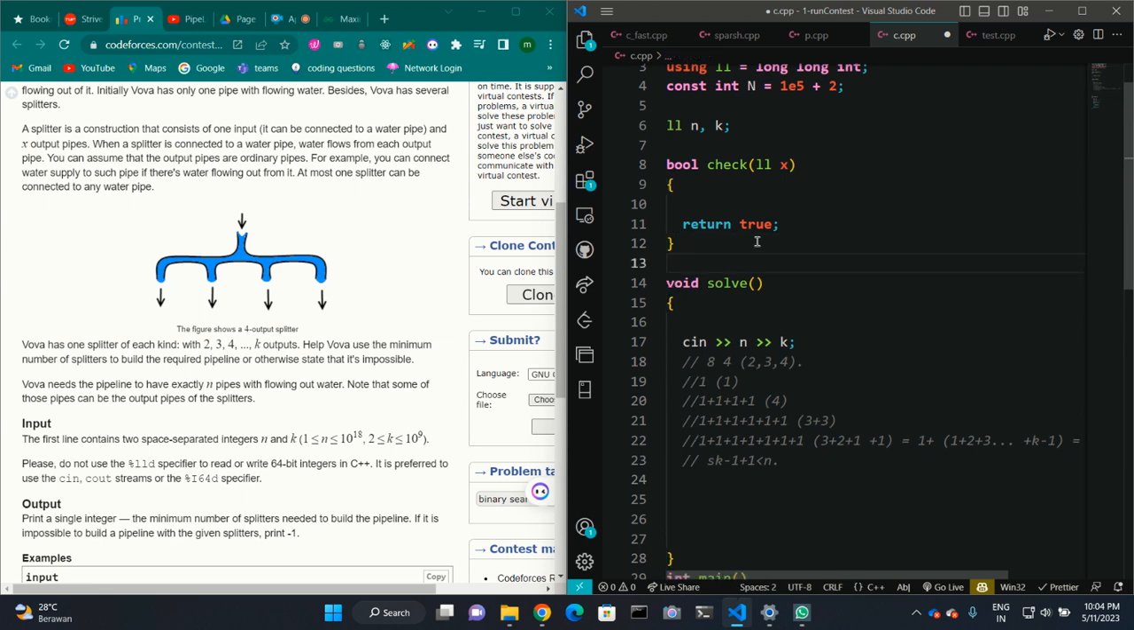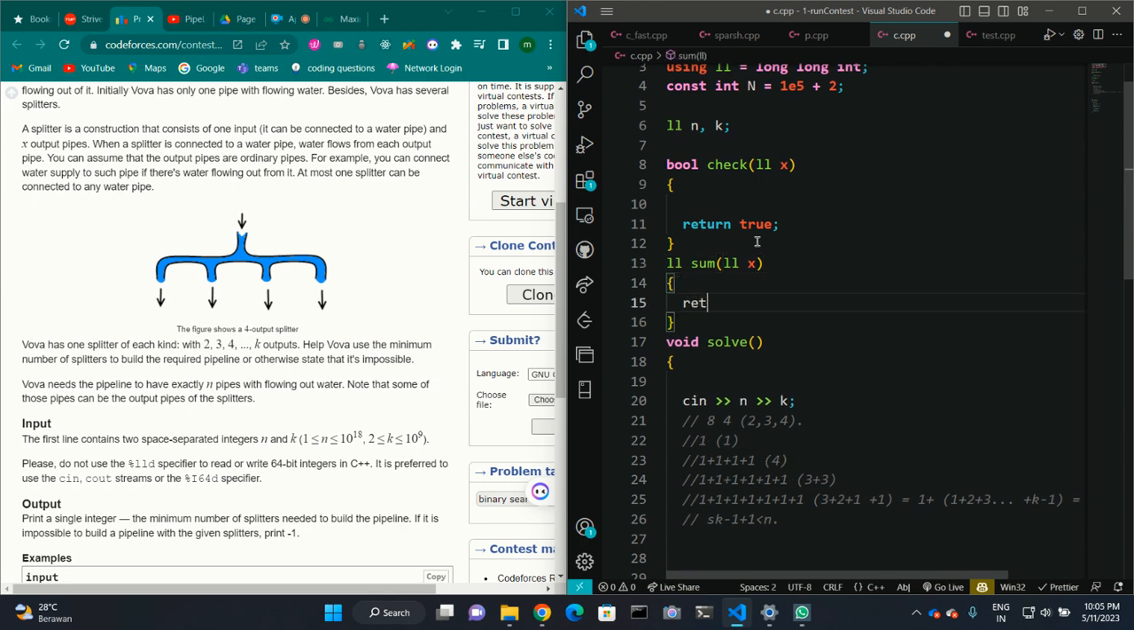So first of all, write the function of sum, long long sum, index, not index, long long x, return x star x plus 1. Okay, I have a question for you. Suppose if x is odd, then what is going to happen?